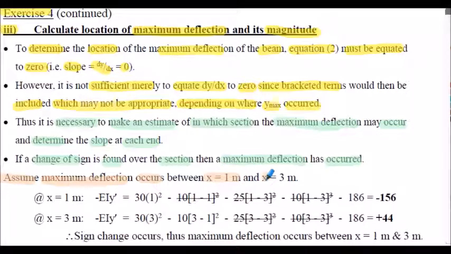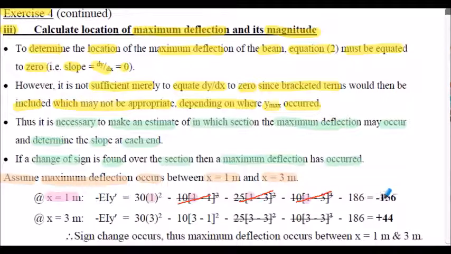For example, if we assume that the maximum deflection occurs between, say, x equal to 1 meter and x equal to 3 meters of our beam, we could then use equation 2, the slope equation, and put the value of x equals 1 into the equation. This is equation 2 from our previous slide. Ignoring all square brackets where the value inside is either 0 or negative, we can evaluate the slope equation.